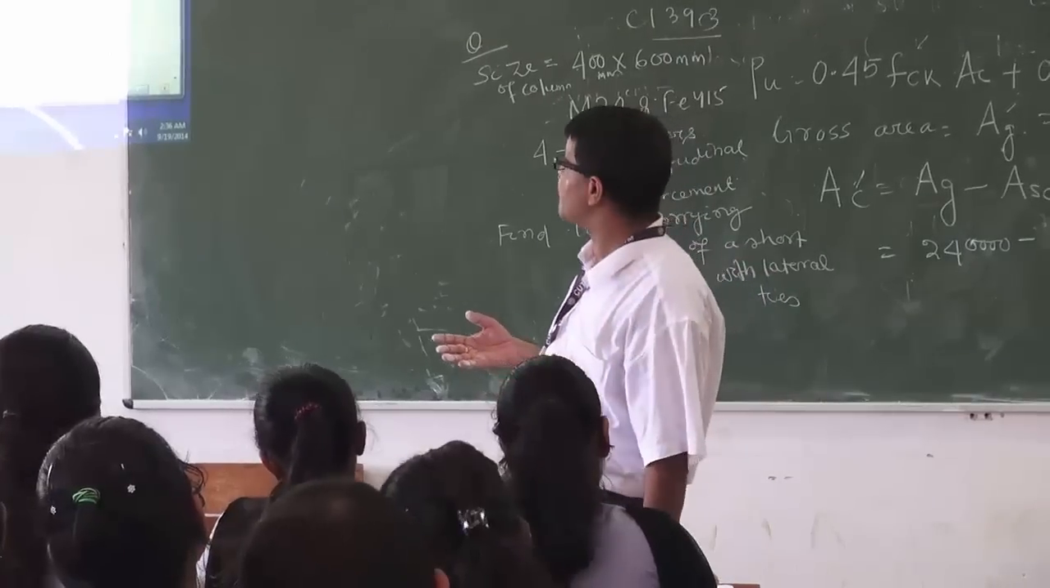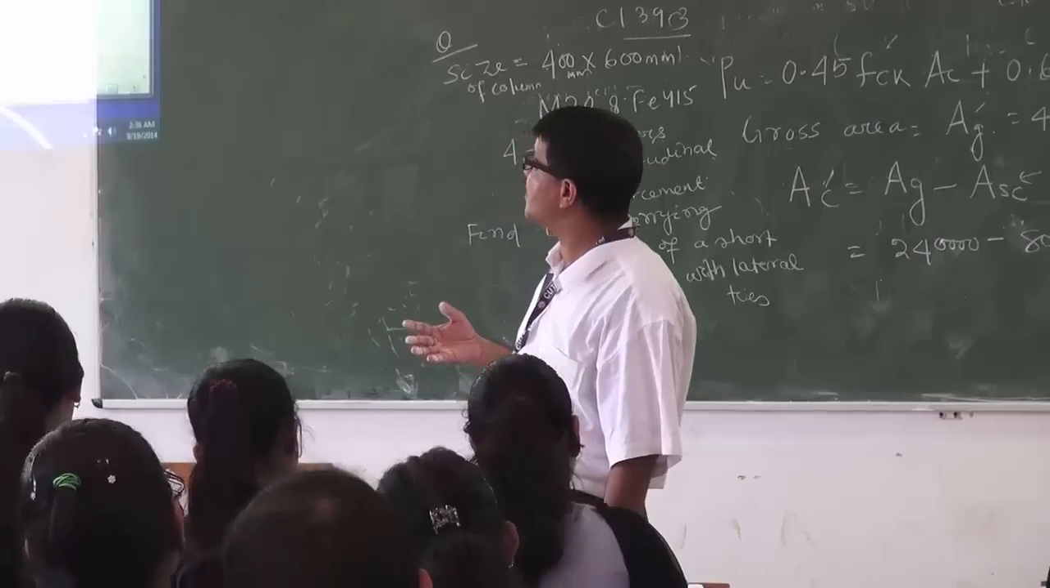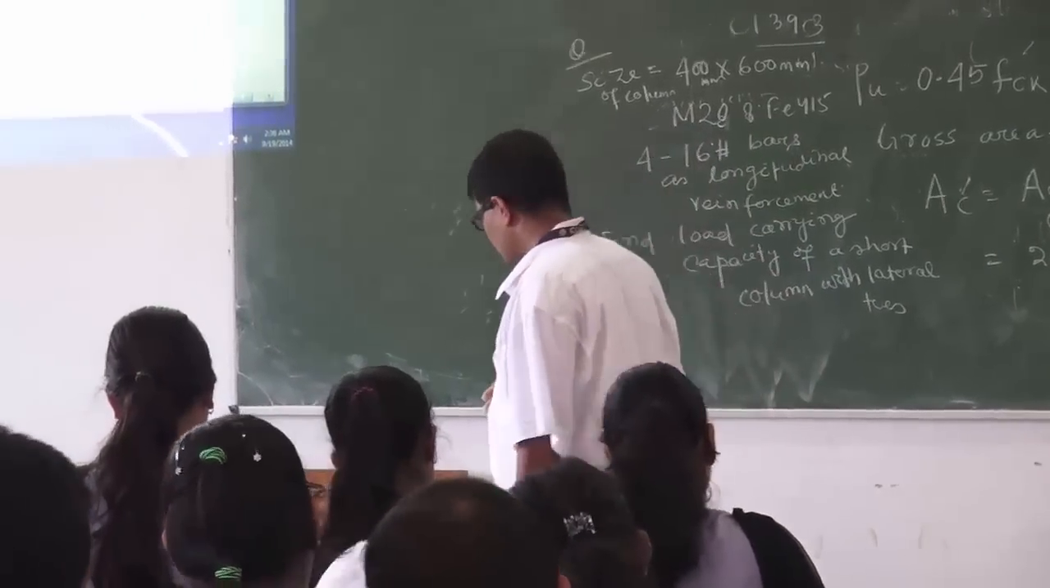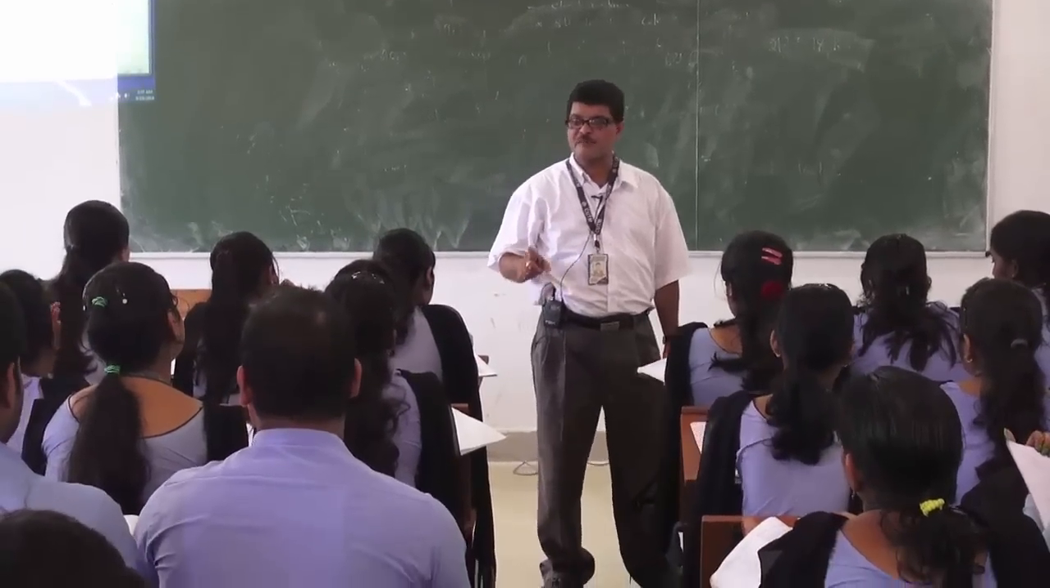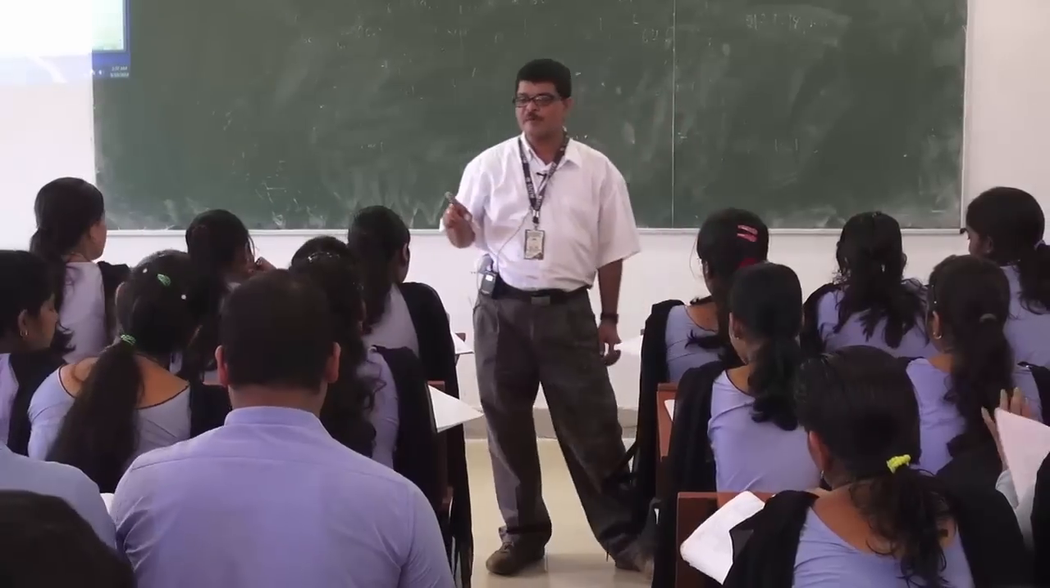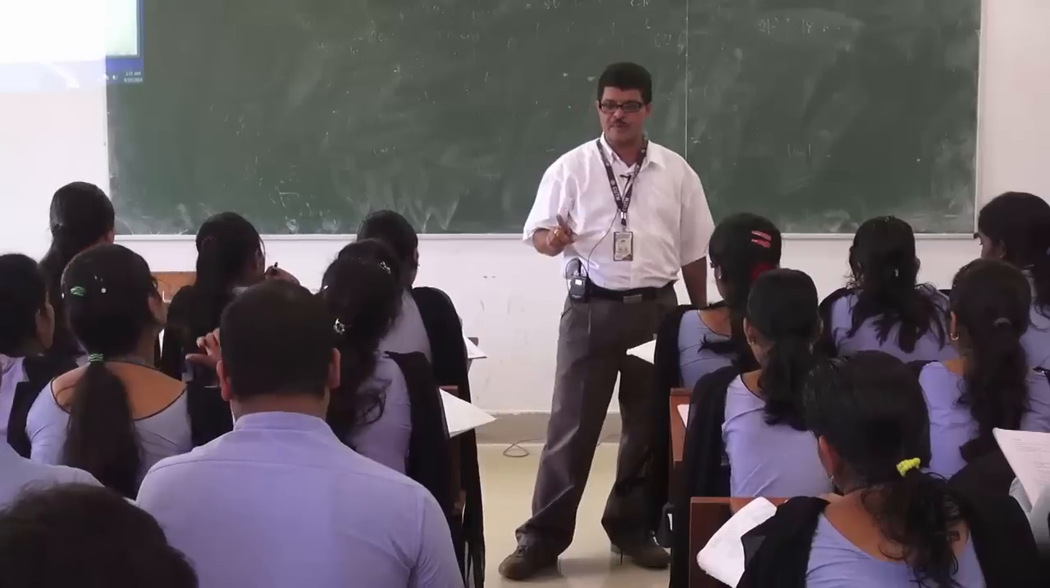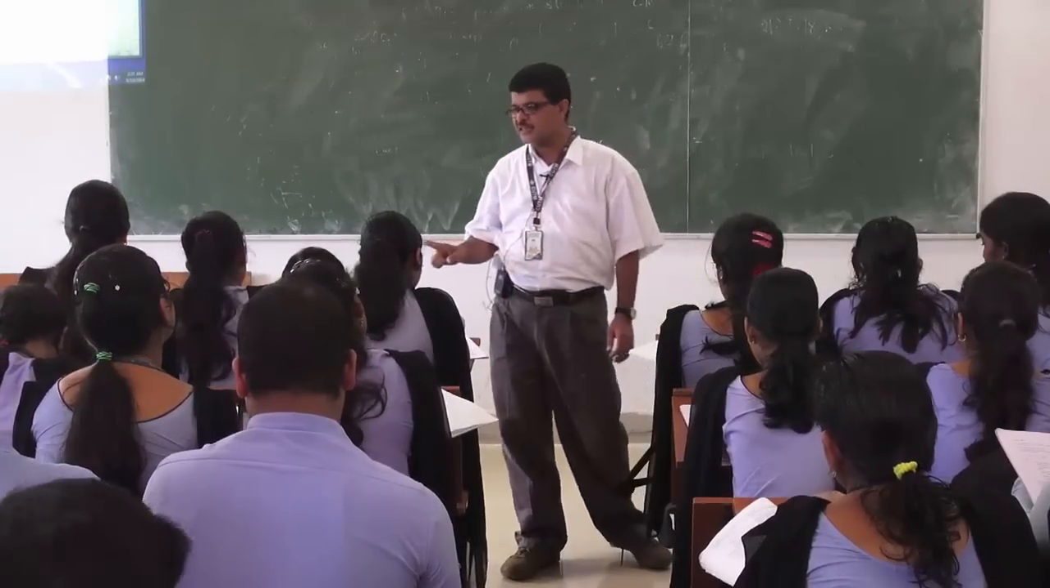So you go to your code page number 48. Page 48 in the code gives the column design procedure. How to design columns? Go to page number 48 of this IS 456, clause number 26.5.3. See the column design procedure. What is written there? In columns, we have two kinds of reinforcement. One is the longitudinal reinforcement. Second is the transverse reinforcement. Transverse reinforcement may be in the form of lateral ties or in the form of helical ties. So either you will provide the lateral ties or the helical ties.